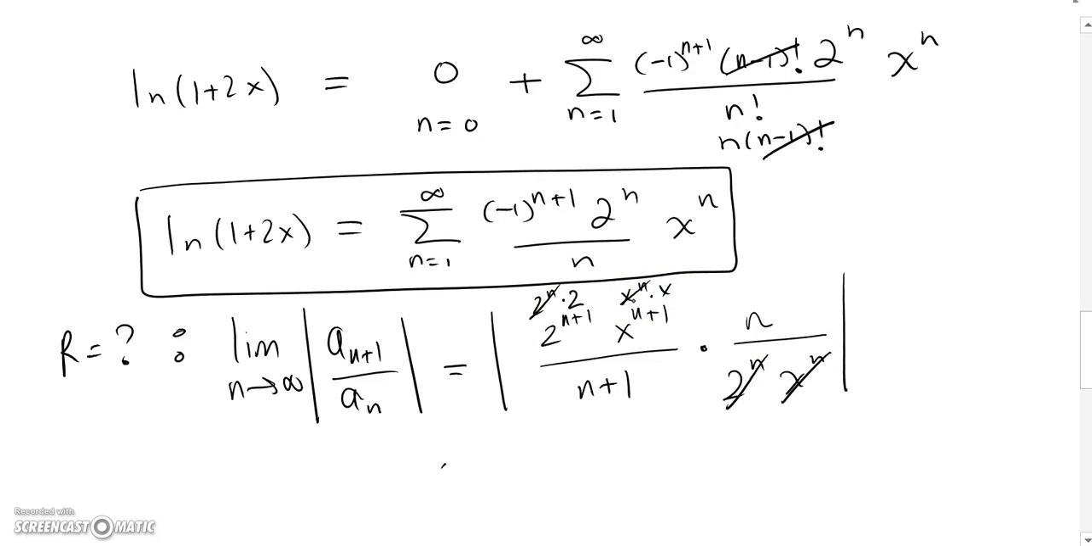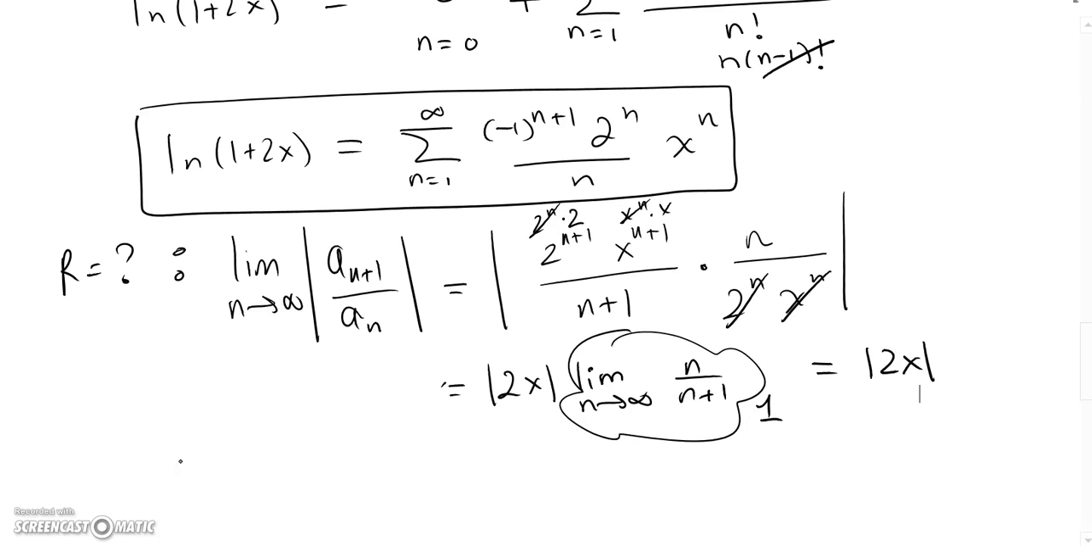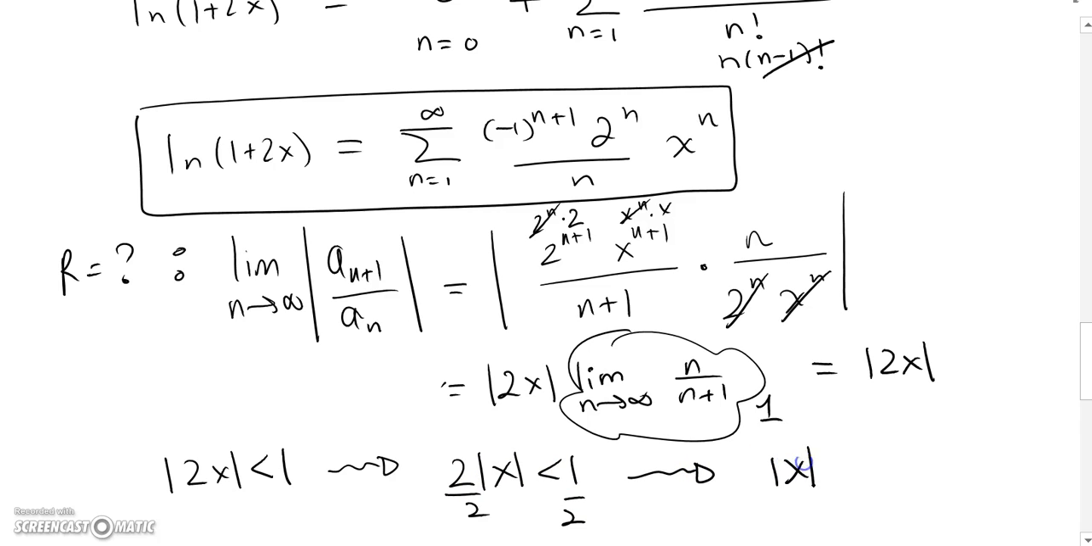And it looks like I end up with a 2 and an x in the numerator, which I'll take outside since they are independent of n. And inside I also have n over n plus 1. We know this guy just goes to 1, so the limit is just 2x in absolute value. We need that to be less than 1 for convergence. So 2 absolute value of x is less than 1. Dividing both sides by 2, it looks like x has to be less than a half in absolute value. So the radius of convergence for this power series is a half.